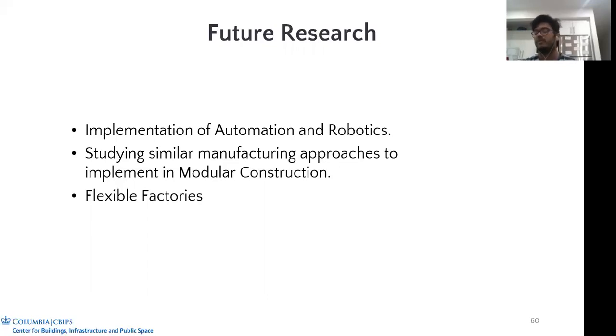The third thing we would like to focus on is flexible factories. In the automobile industry, to manufacture different kinds of automobiles like a sedan or an SUV, they use flexible factories where at a certain point in the process they can implement different things so that they can manufacture different products using the same assembly line. This can also be implemented in modular construction, where there are different modules in the same project, and these modules can be made in a single assembly line. This concept can be useful moving forward, and we would like to research these topics.